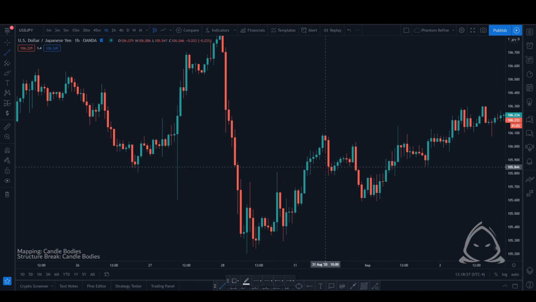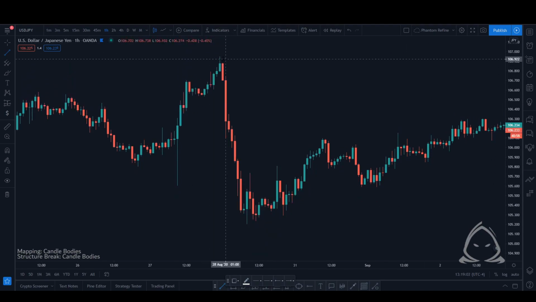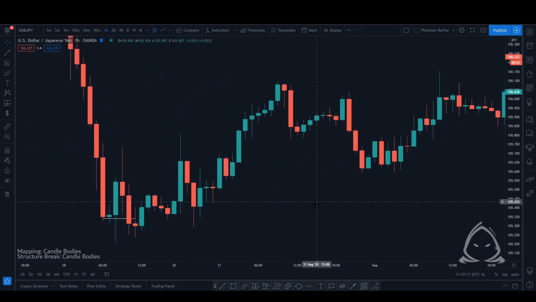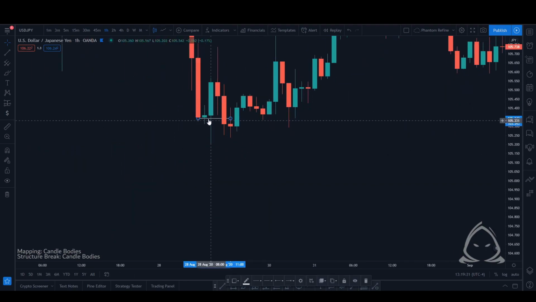So the first type of market structure mapping is based on the bodies of the candle. We can see that price has dropped down, has put in a low, and has pulled back up, creating a lower high, this high and this high. So this high is lower than this high. Now we can see that price wicks down on this candle, comes back up, and then we actually break and close, and the next candle also closes underneath this low.